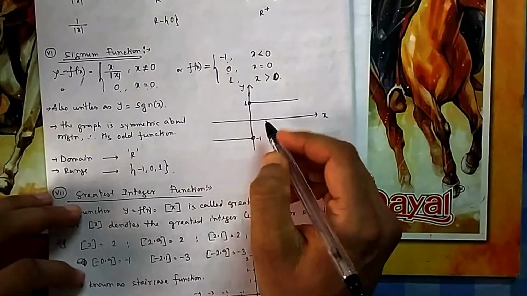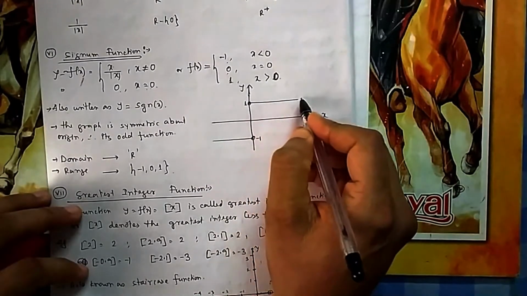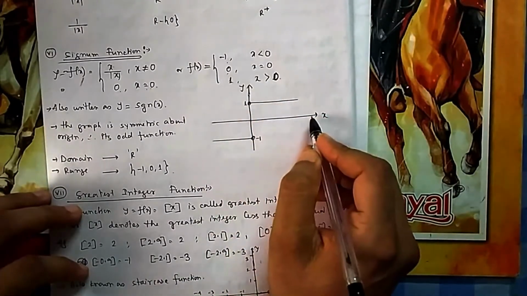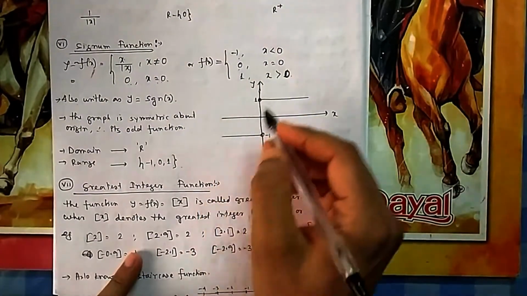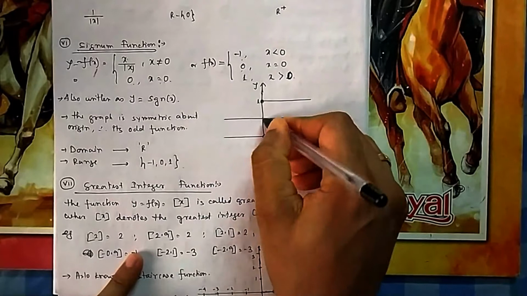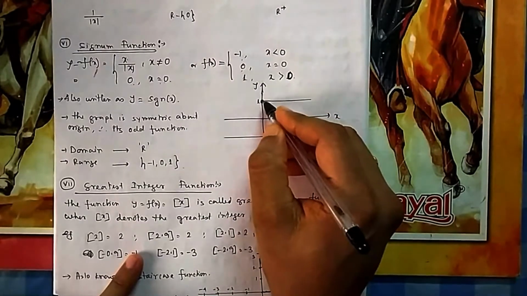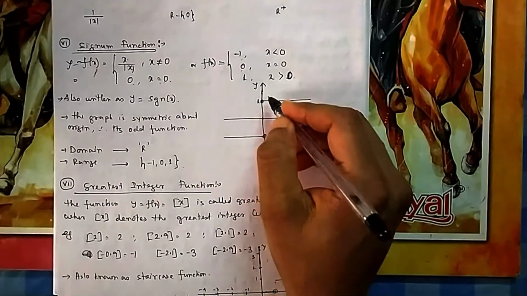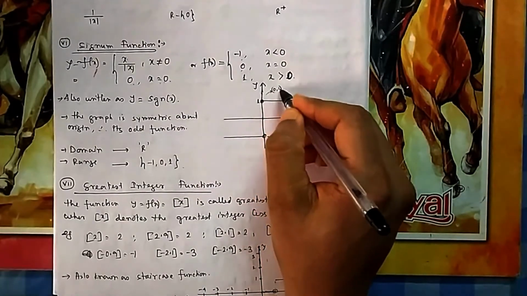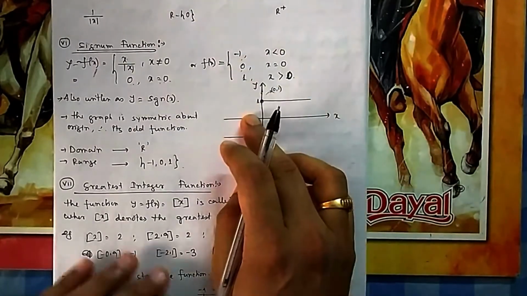So if you draw it now, for x greater than 0, it is 1. For greater than 0, positive. So if you draw this graph, for greater than 0 it is 1, for less than 0 it is minus 1, and at 0 it is 0. So this is also a point on this graph, and this is not a point. This circle means this point is not included. What is the coordinate of this point? 0, 1. So 0, 1 doesn't satisfy this function. So this is the graph.